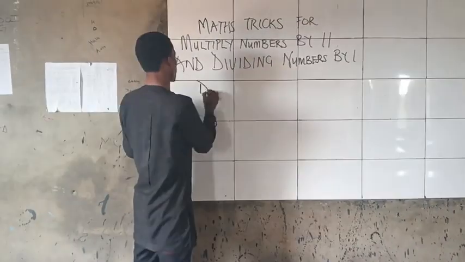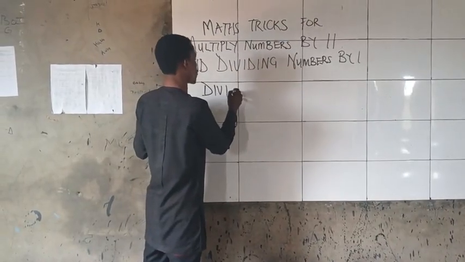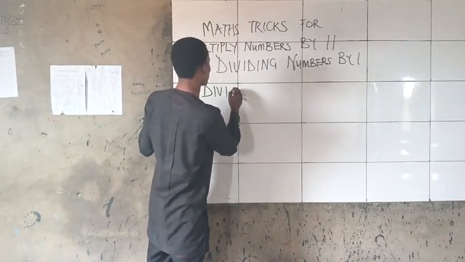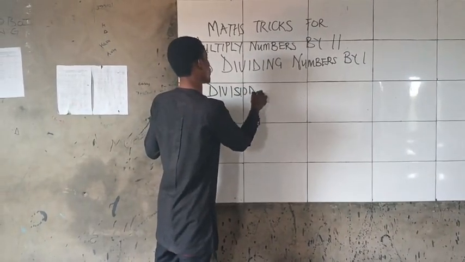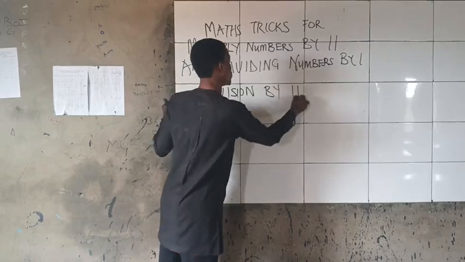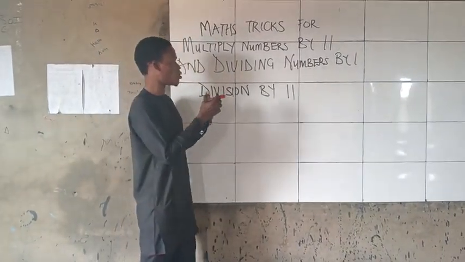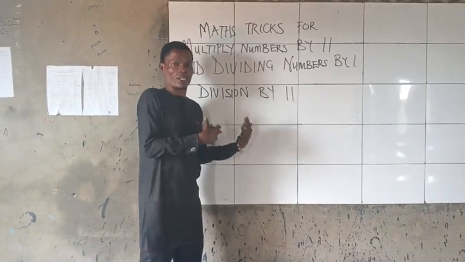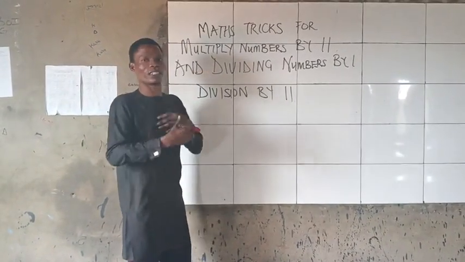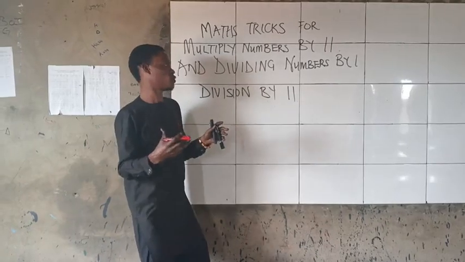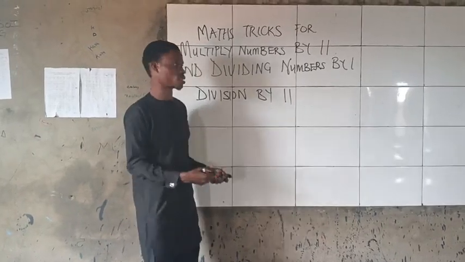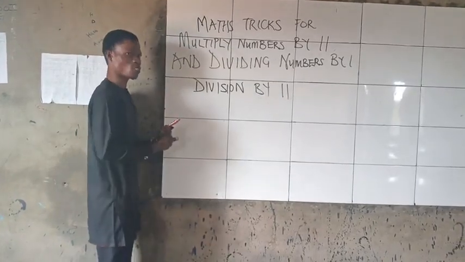Dividing numbers by 11. Division of any number by 11. Actually, I'll first do dividing numbers that are multiples of 11, numbers that 11 can easily divide, that is, numbers that have 11 as a factor. Of course, let's do the easy ones first.